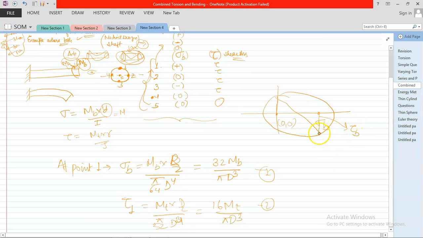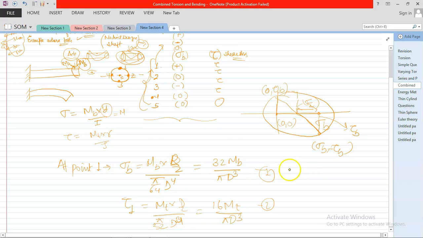So this point is sigma b, tau b, negative, it is 0, tau b. Okay, now what is the maximum shear stress? So maximum shear stress is the radius of the circle, as you can see. So the radius of the circle is this much. So what is the radius of the circle? If this is sigma by 2, and this is tau.